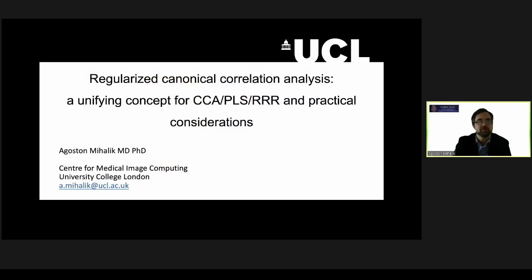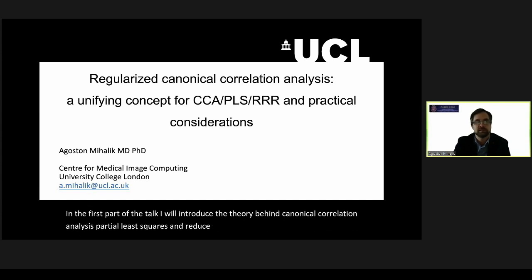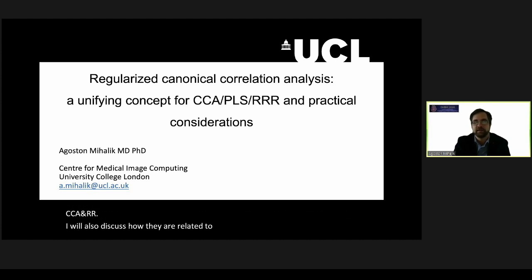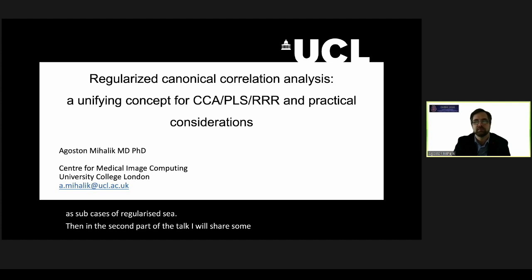Hello, I'm Agoston Mihalik from UCL, and today I will talk about regularized canonical correlation analysis. In the first part of the talk, I will introduce the theory behind canonical correlation analysis, partial least squares, and reduced rank regression, or shortly CCA, PLS, and RRR. I will also discuss how they are related to each other and that they can be seen as subcases of regularized CCA. Then, in the second part of the talk, I will share some guidelines on how to use these models in practice.